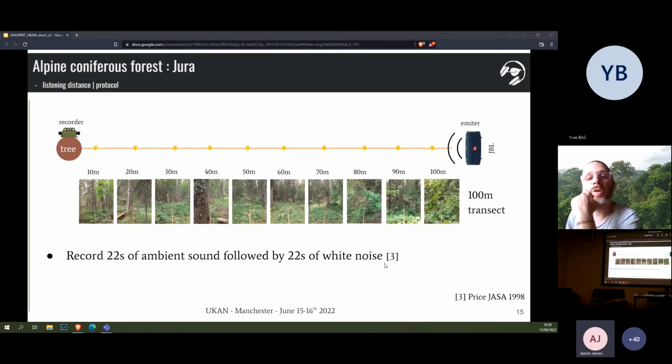The experimental protocol involves an audio recorder attached to a tree, in this case an SM4, and a loudspeaker. The loudspeaker faces the recorder at the same elevation, about 2.5 meters, and we move the loudspeaker from 10 meters to 100 meters on the transect, and at each position, we record 22 seconds of the ambient noise, or ambient sound, followed by 22 seconds of white noise.